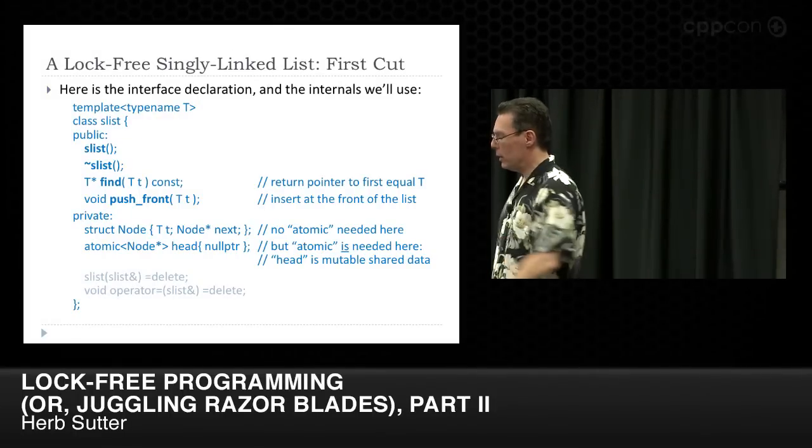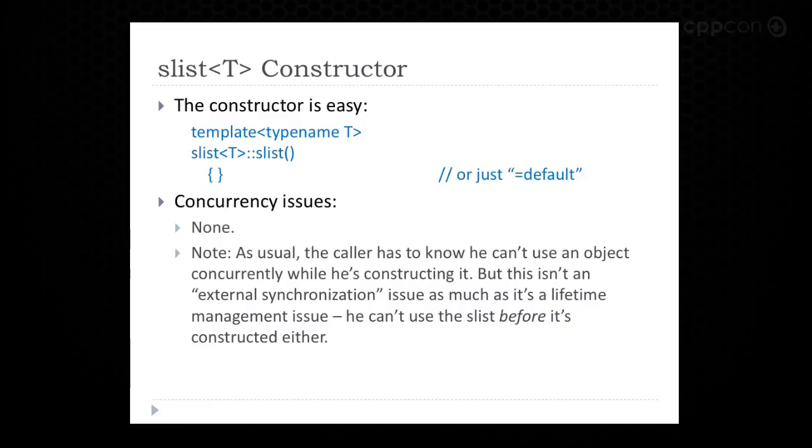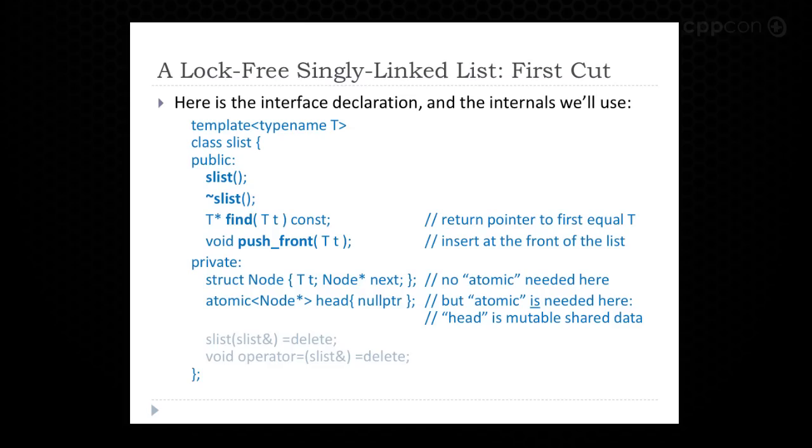And by the way, I'm going to delete copying because I don't want to worry about copying S lists. Make this a move-only type. You'd have to write the move. The constructor is easy. The default, equals default, would do the right thing. And that's because we've already got the head becoming null.